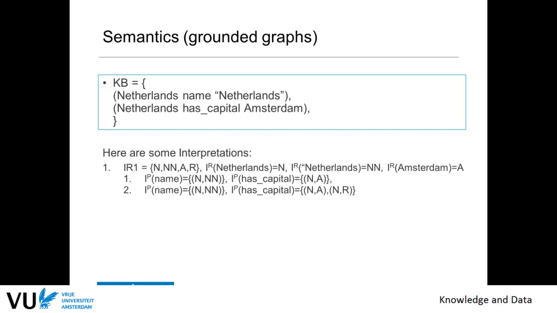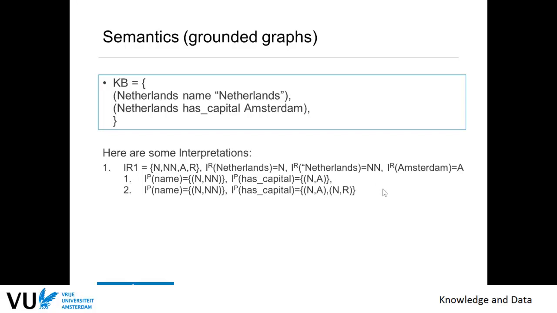And then the predicates, name and has capital, they are sets of pairs. So basically what this says is that the object N here and the object NN are related by the name relation. And the same holds for capital. N and A are related by the capital relation. So this is one interpretation, the first one.